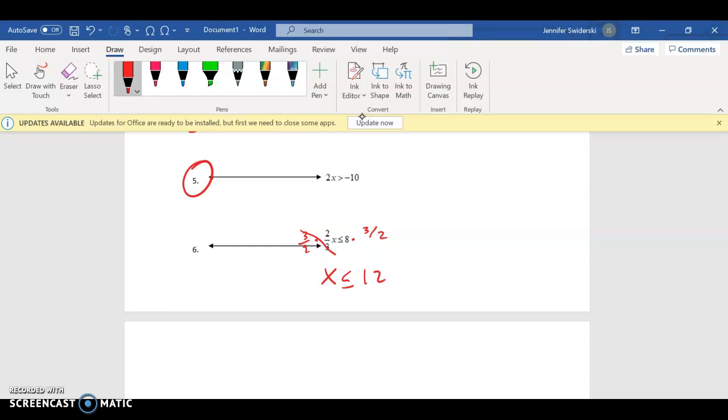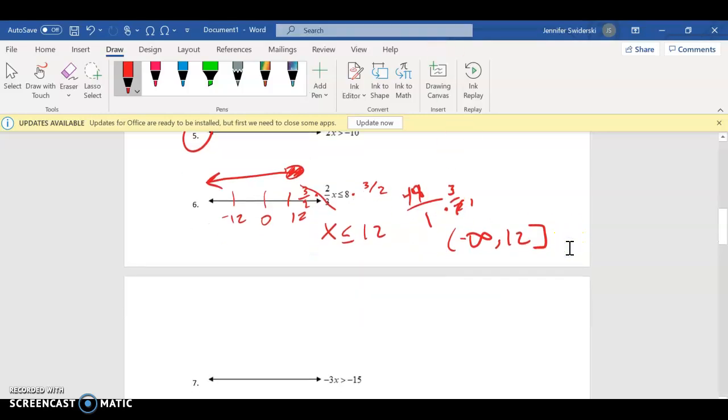Okay, another way to look at that is if I had 8/1 times 3 halves, I could also cross multiply and get 4. So 4 times 3 is 12. Graph. Here's my 0, positive 12. I'll throw in a negative 12 in there. Is my circle open or closed? Closed. They're saying x has to be less than or equal to that. So anything to the left of positive 12, including 12, would be a solution. So negative infinity to positive 12. And we'll continue working on interval notation here coming up.